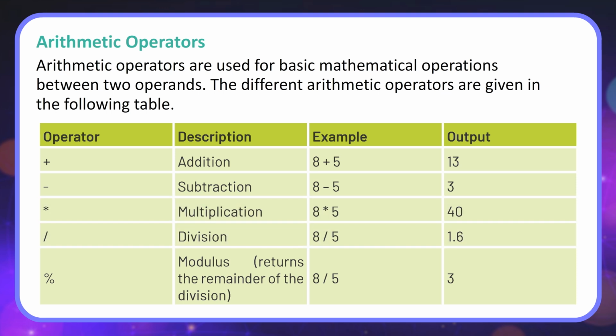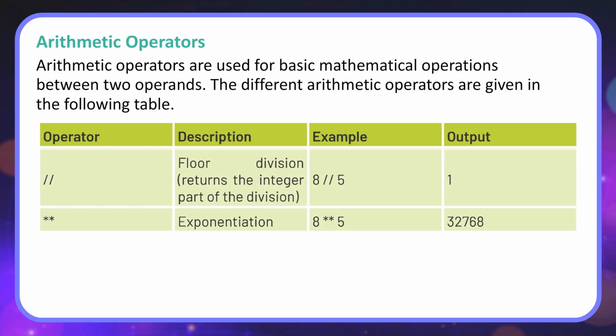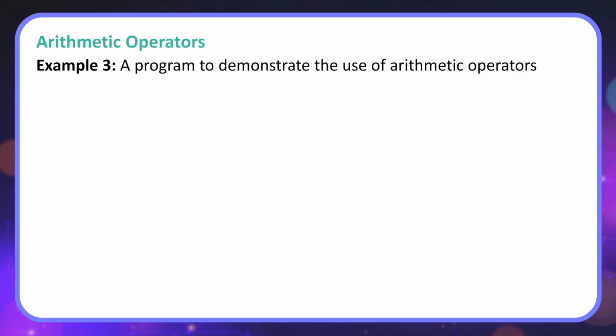Slash, division, 8 / 5, 1.6. Percent, modulus, returns the remainder of the division, 8 % 5, 3. Double slash, floor division, returns the integer part of the division, 8 // 5, 1. Exponentiation, 8 ** 5, 32,768.